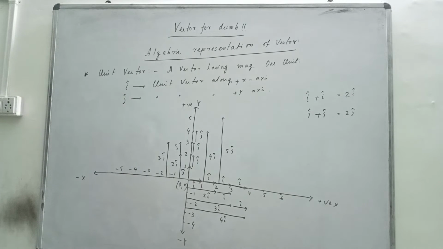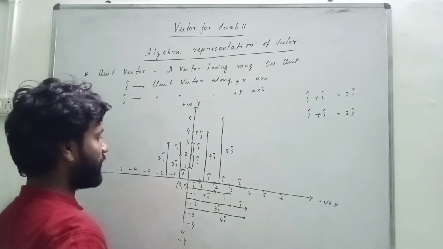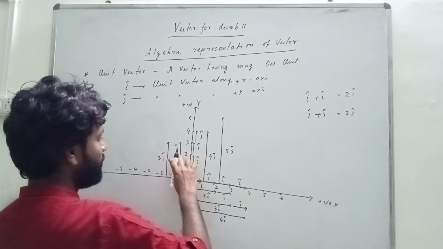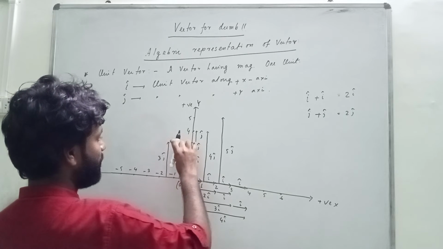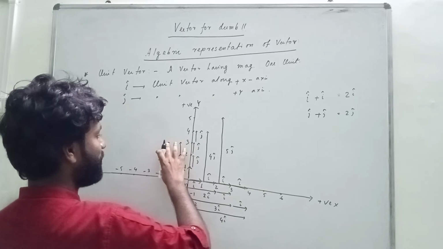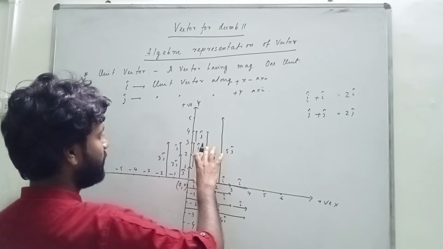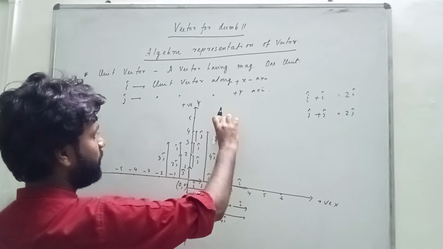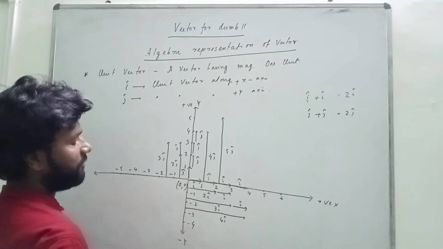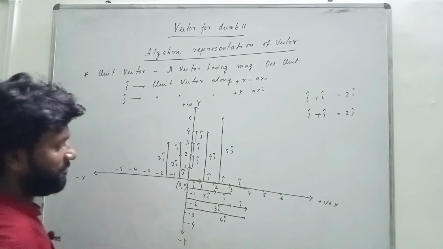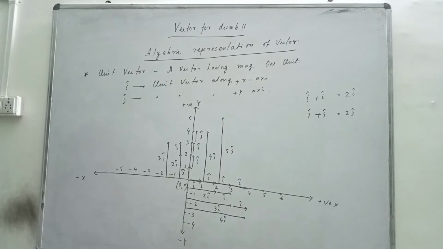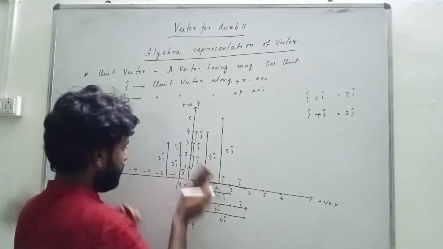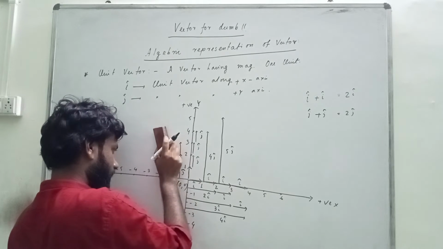This is a very simple thing, right? j cap plus j cap means 2 j cap, and 2 j cap plus j cap means 3 j cap. 3 j cap plus j cap means 4 j cap, and 4 j cap plus j cap means 5 j cap. Okay, so now erase this from here.